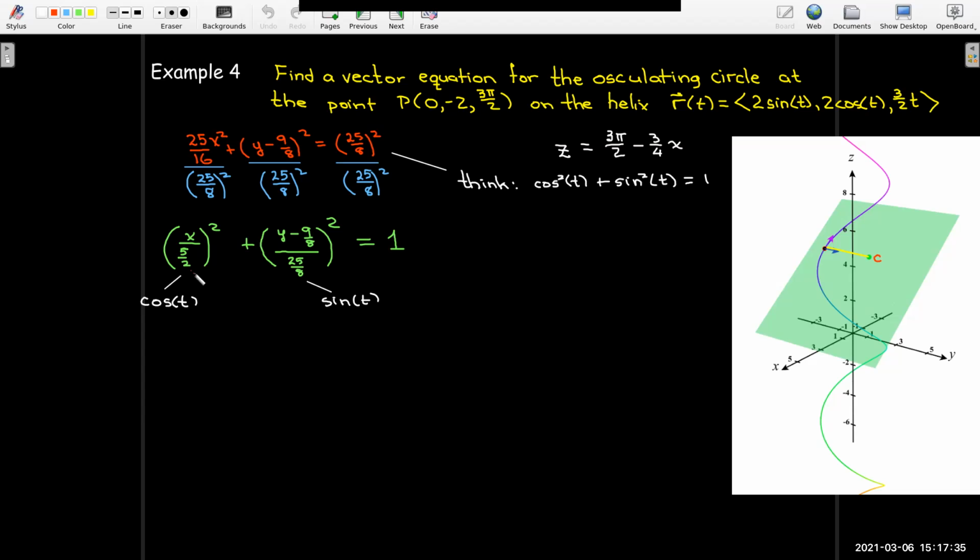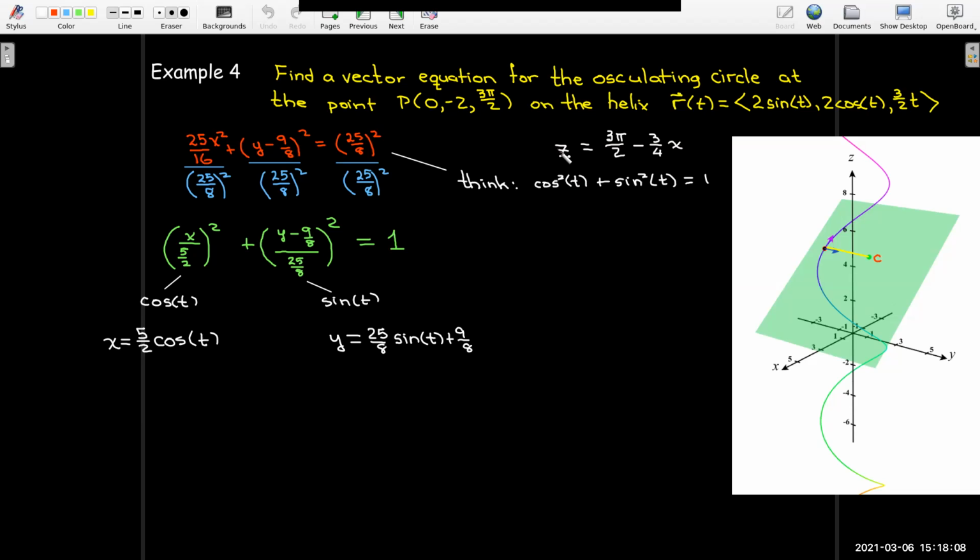So if cosine of t is x over 5 halves, that would mean x equals 5 halves cosine t. And the same idea here, I would have y minus 9/8 over 25/8 equals sine of t. So solving for y, I would get 25/8 sine of t plus 9/8. So I'm only left with my third component function for z.